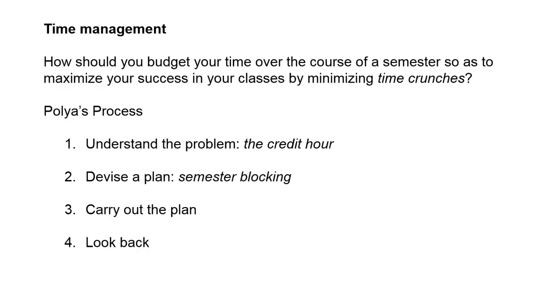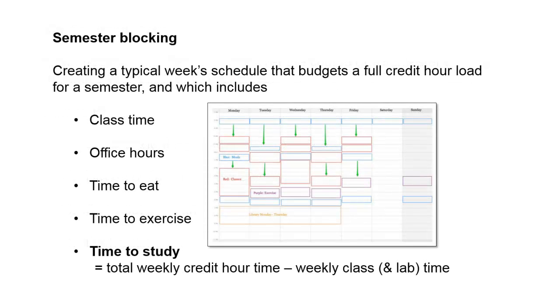One of the methods that you can use for planning your semester is a method called semester blocking. The idea of semester blocking is to take a typical week schedule and budget your full credit hour load for a semester, including things like class time, office hours, time to eat, time to exercise, and most importantly, time to study, which is defined as the total weekly credit hour time you're supposed to put into your class, taking away the actual times that your class physically meets for lecture or lab.